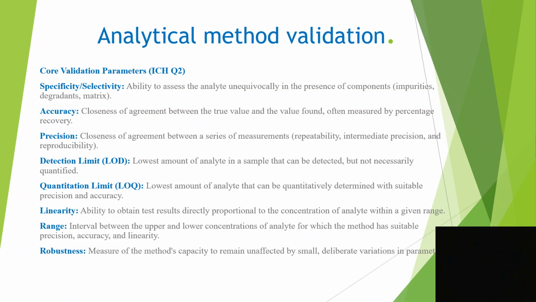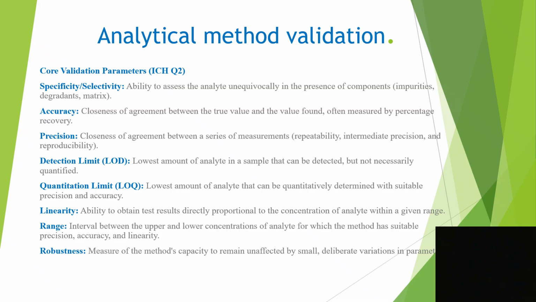The precision, next is the precision. Precision means the closeness of agreement between a series of measurements, meaning repeatability, intermediate precision and reproducibility. All the results during this analytical process should be very precise. So it is called precision.